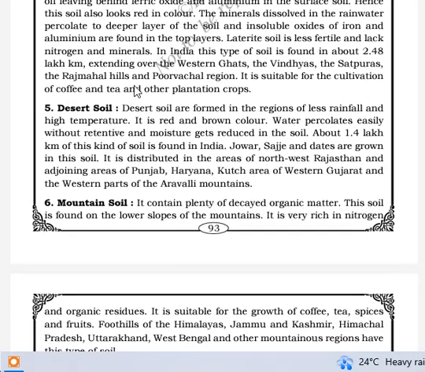And this soil is mainly good for cultivation of coffee, tea, and other plantation crops. So you can underline this in your textbook. It is suitable for cultivation of coffee, tea, and other plantation crops.